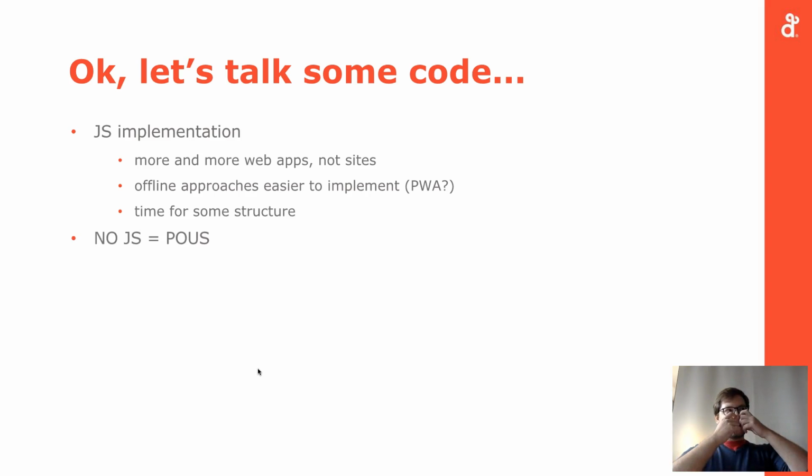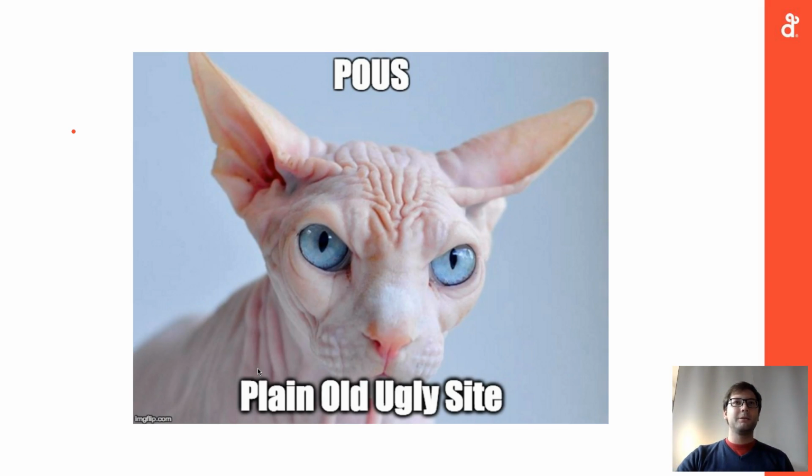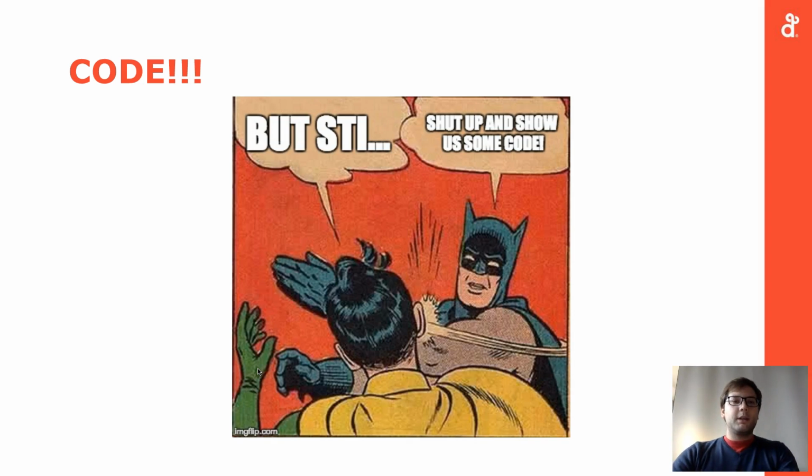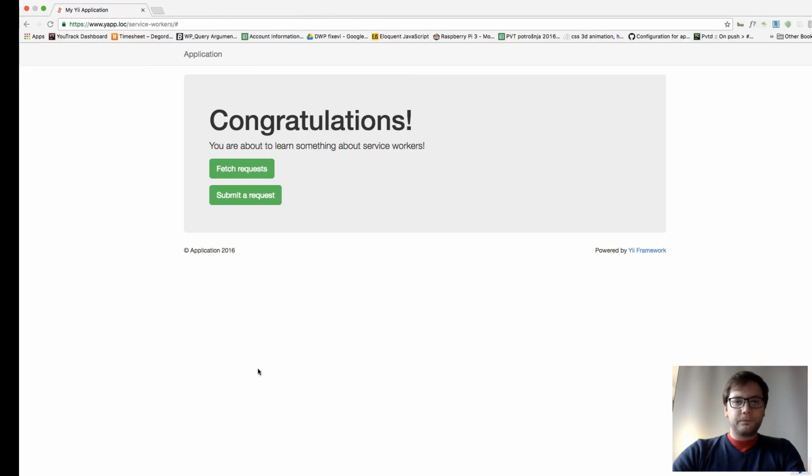And something that I like to talk about is if we don't have JS, we have something that I'm going to call pull, which means basically a plain old ugly site. There's no interaction on the site, and we only get several responses. So I think it's time for some real code, right?